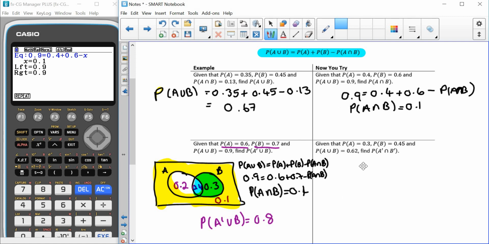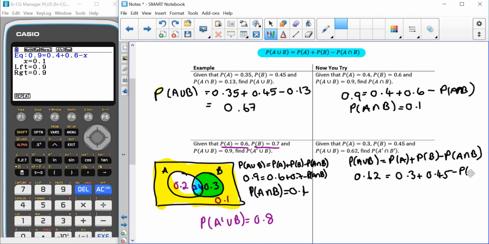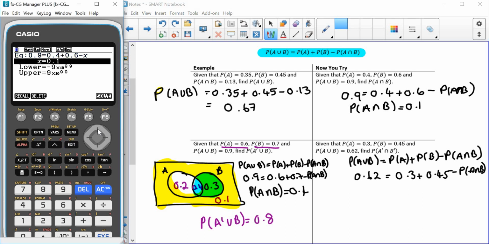For the second question, again, we're going to have to work out A and B, and then we're going to have to draw our Venn diagram. So the probability of A or B equals the probability of A plus the probability of B minus the probability of A and B. We know the probability of A or B is 0.62, the probability of A is 0.3, and the probability of B is 0.45. So again, we can type this into our solver.